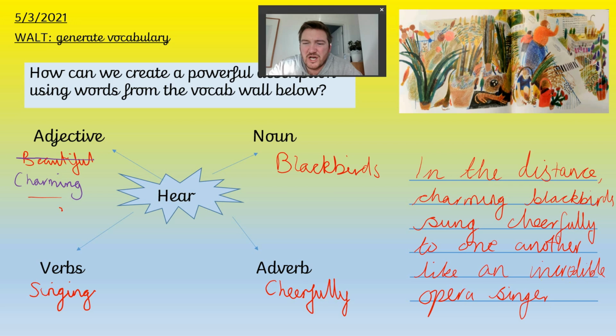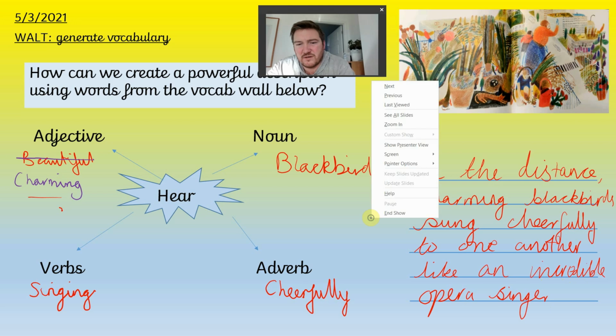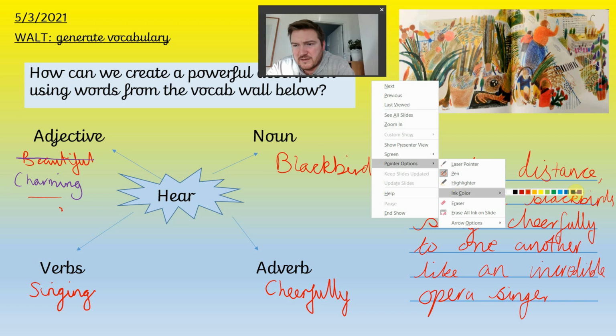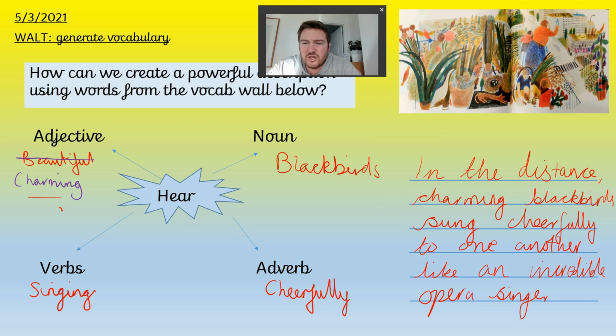Now, I've used sung and sing before, haven't I? So I wonder, could I upgrade that or change it? Because remember, we don't want to use the same word more than once in a sentence. So I could say an opera performer. In the distance, charming blackbirds sung cheerfully to one another like an incredible opera performer. There we go, full stop.